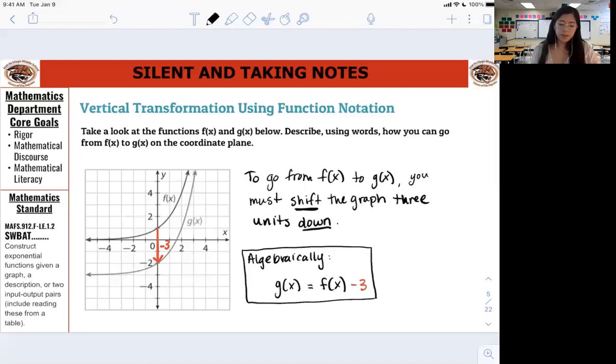Okay. Anybody still need a second to write this down? Take any notes? All right.